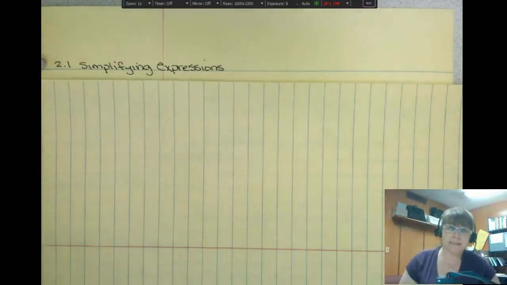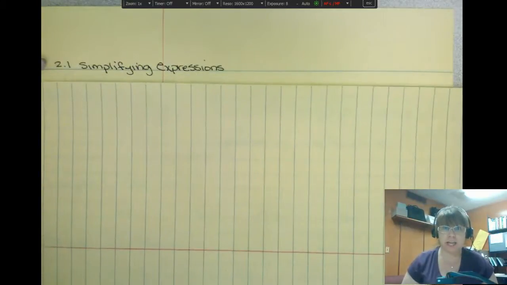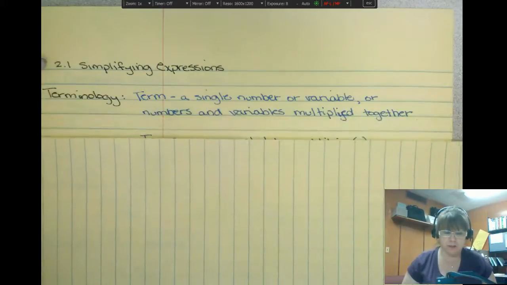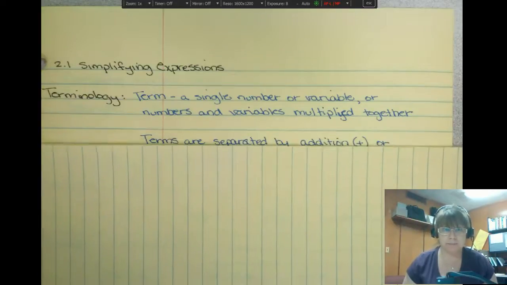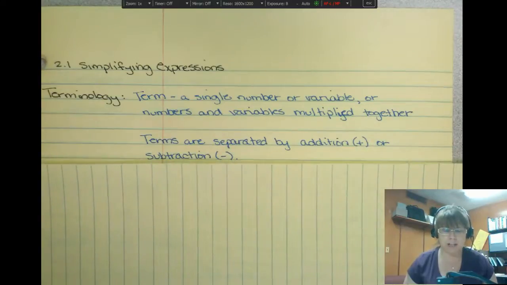Welcome to Math 61 Lecture 2.1, Simplifying Expressions. So we need to get some terminology out of the way first. A term is a single number or variable, or numbers and variables multiplied together. Terms are separated by addition or subtraction.